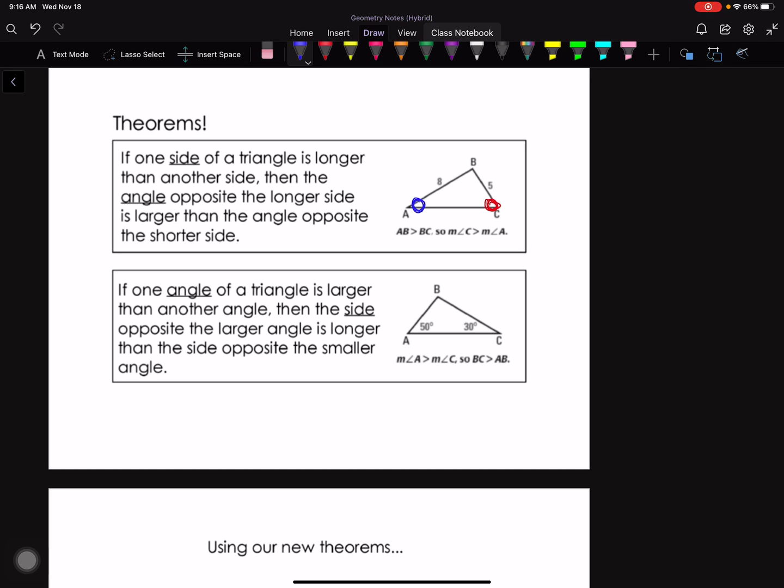And then, of course, it's going to work in reverse. If one angle is larger than another angle, then the side opposite is going to be longer than the other side. So just to make up numbers again, if this angle's 50, let's say that this side is 10, and if this angle is 30, the side has got to be something smaller than 10. So I don't know, let's just say like 7, for example. The side opposite's going to be shorter because the angle's smaller.